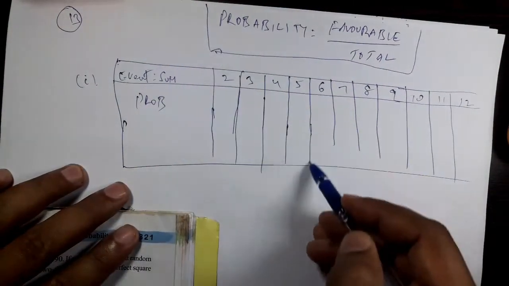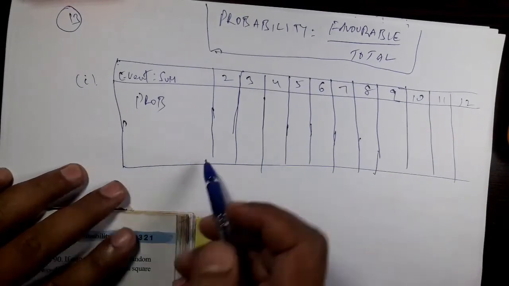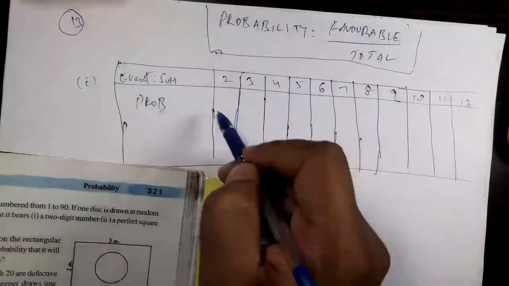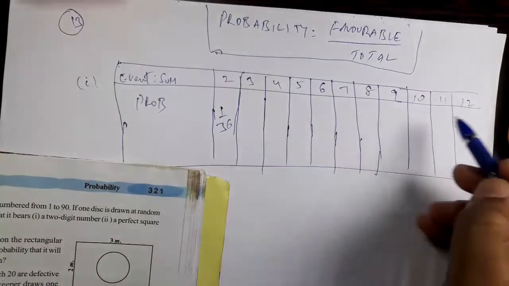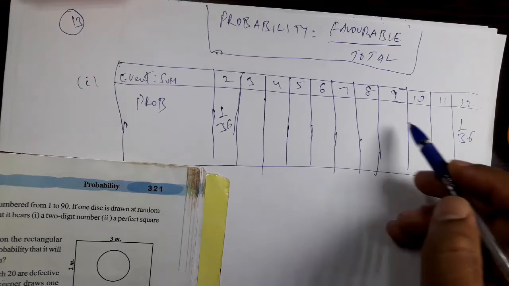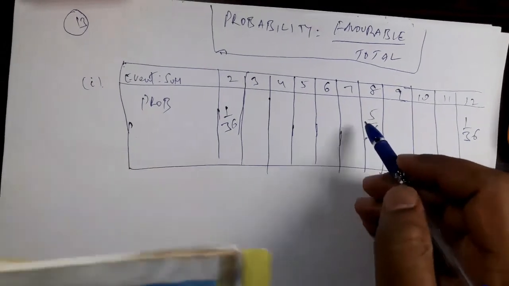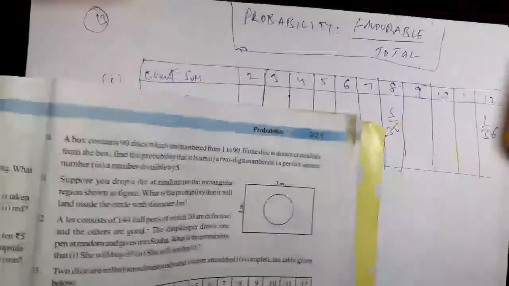Yes, you are supposed to complete this table, right? Of course, this is given as 1 by 36. This also is given as 1 by 36. This is given as 5 by 36, right? Yes, you tell me.